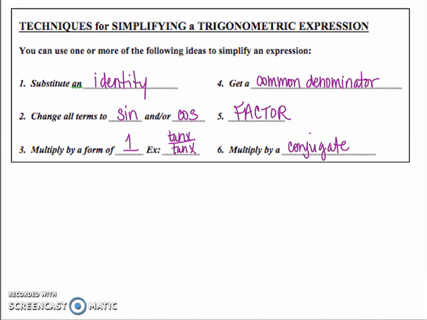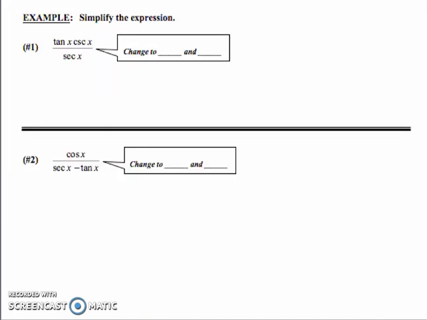So let's use some of these techniques and try a couple of the following simplify examples. In example number 1, we're going to use that second technique, which I said you're going to be using all the time, and that is to change everything to sine and cosine. So the first thing I'm going to do is take everything in this expression and rewrite it in terms of sine and cosine.